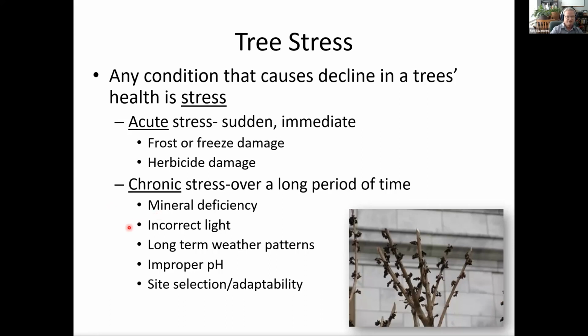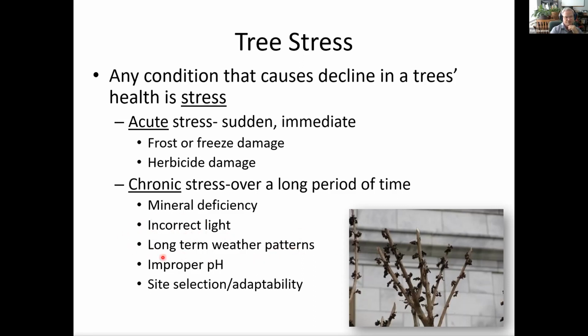Let's just keep that in mind. So again, that would be a chronic stressor over a long period of time. Incorrect light. This happens a lot in our cityscapes where we have very tall buildings, trees that are planted in sidewalk cutouts. These buildings are so tall that you might only have sunlight for 4 hours a day when the sun's directly overhead, or sometimes even less than 4 hours a day. So that could be a stressor.